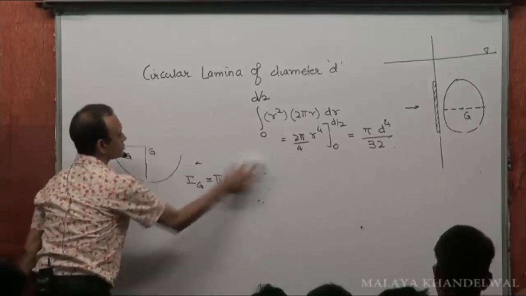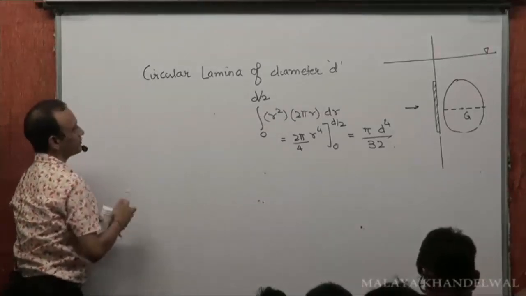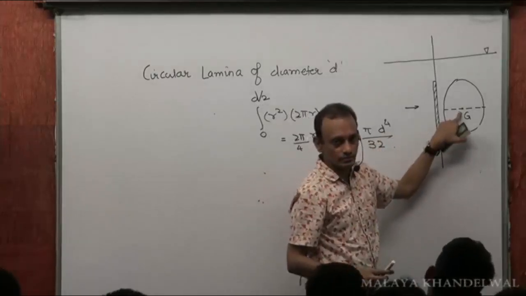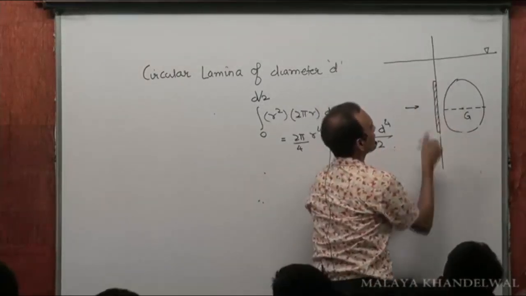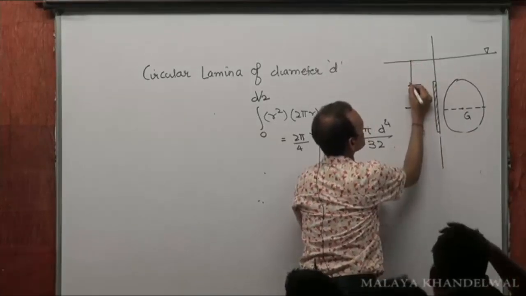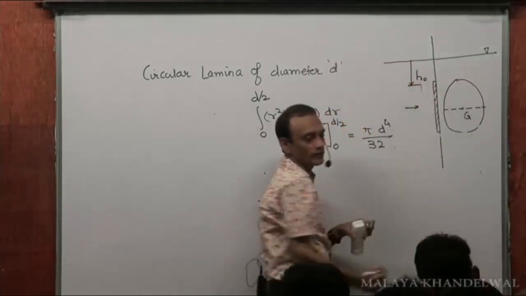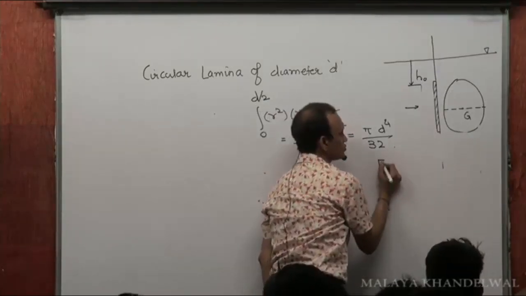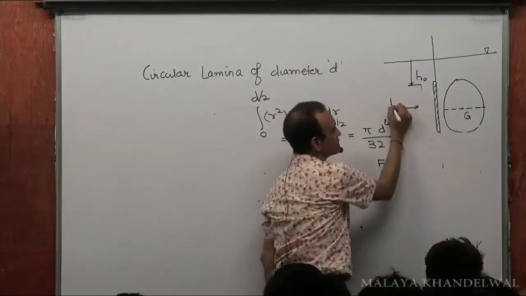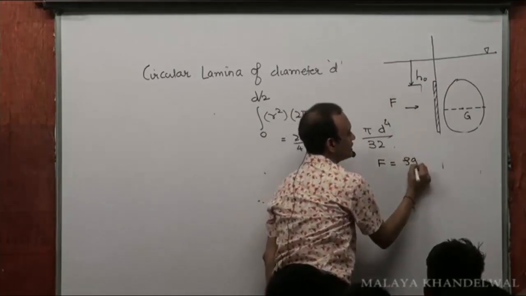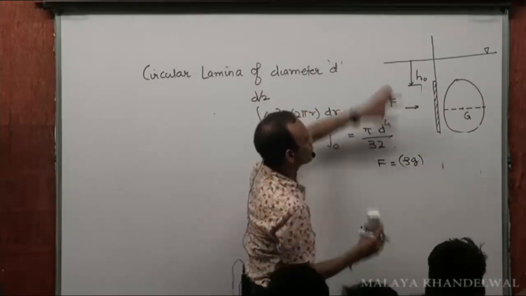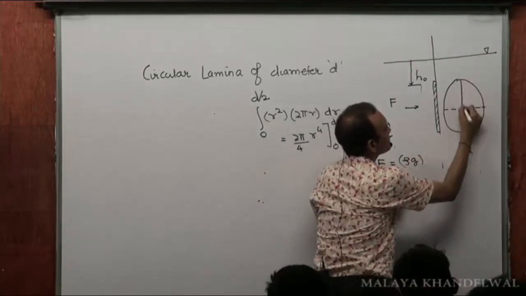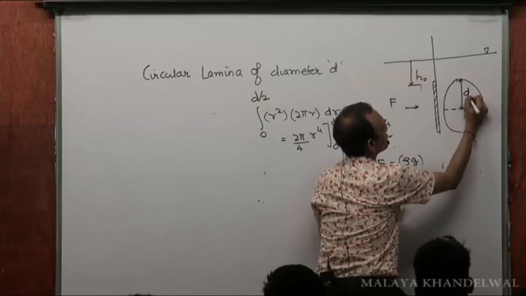So essentially, if this circular lamina is immersed with the upper surface at a depth h naught, first of all, what would be the force on this? The net force acting on this is going to be rho g into h bar. h bar would be h naught plus D by 2. This is D by 2.